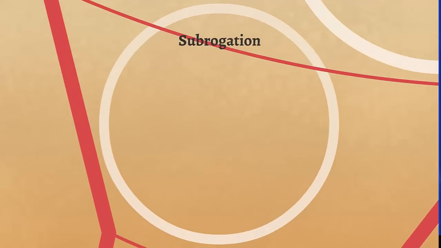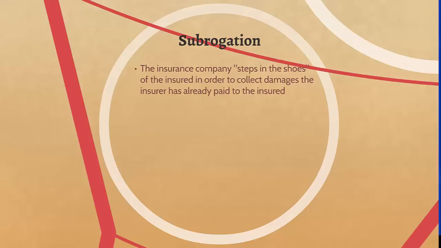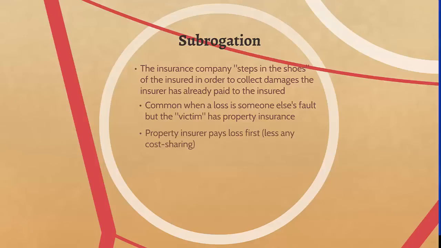Now let's talk about subrogation. With subrogation, the insurance company steps in the shoes of the insured in order to collect damages the insurer has already paid to the insured. This is common when there's an accident and the loss is someone else's fault, but the victim has property insurance. What will typically occur is that the property insurer pays the loss first, less any cost sharing.